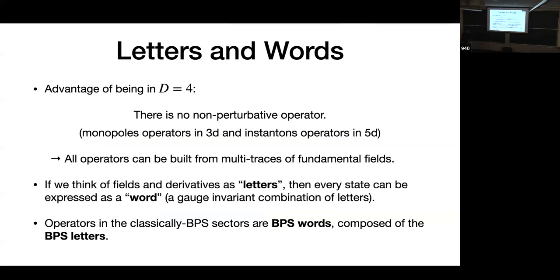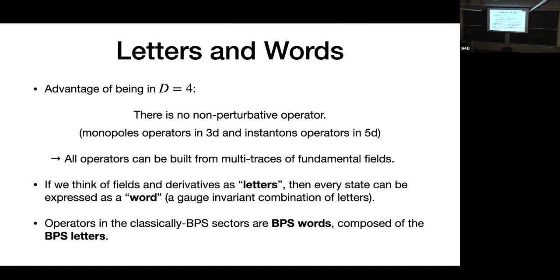So now we would like to try to construct these Q cohomology classes. One advantage that we have in 4 dimensions is that there are no non-perturbative operators. The usual non-perturbative operators that we may have, for example, in 3D are the monopole operators, and in 5D they are instanton operators. But in 4D, we do not have such non-perturbative operators. That means that all the operators can be built from multi-traces of the fundamental fields.